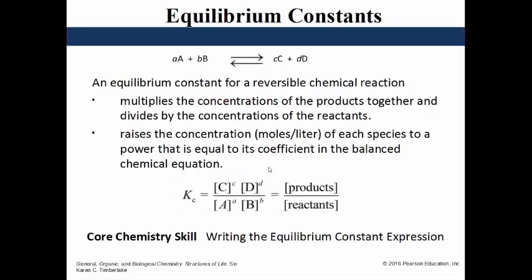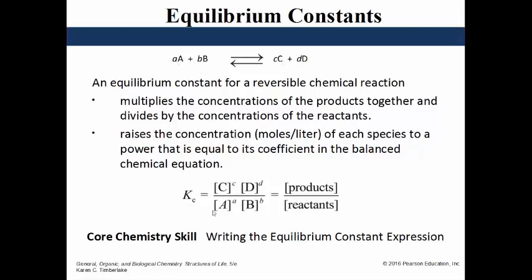All right, next we'll talk about equilibrium constants. The equilibrium constant for a reversible chemical reaction multiplies the concentrations of the products together and then divides that total by the concentrations of the reactants multiplied by each other. And this is a generic way how it's written: A, B, double arrows, C, and D. In this generic form, C and D are the products, and then A and B are the reactants.